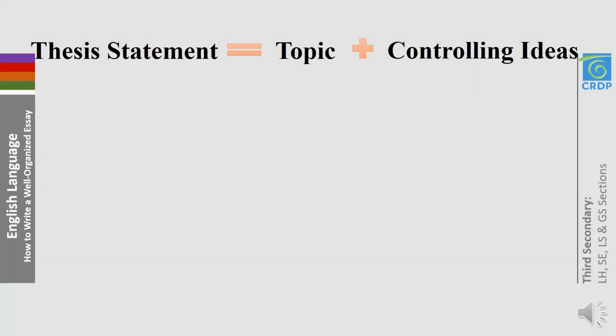The first essential step in writing a successful essay is to formulate a clear thesis statement. A good thesis statement tells two things: the topic of an essay, and second, it presents the points or attitude or aspects about that topic, and here in this case, the controlling ideas. Now let's see examples of good thesis statements.